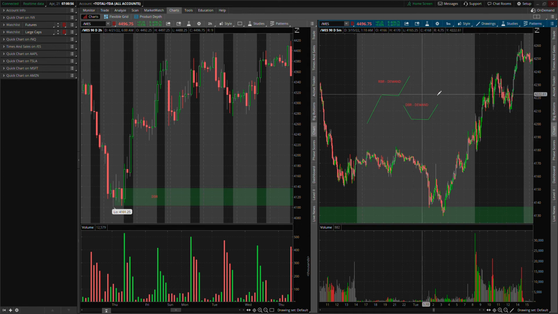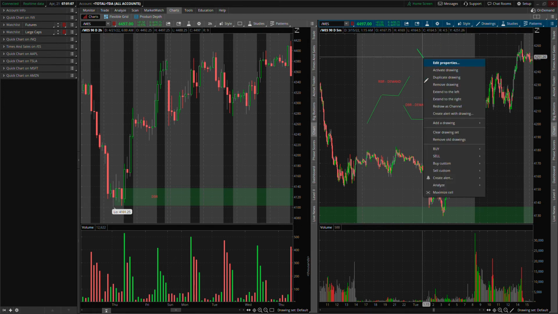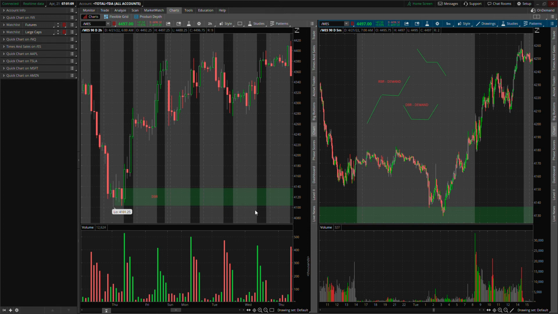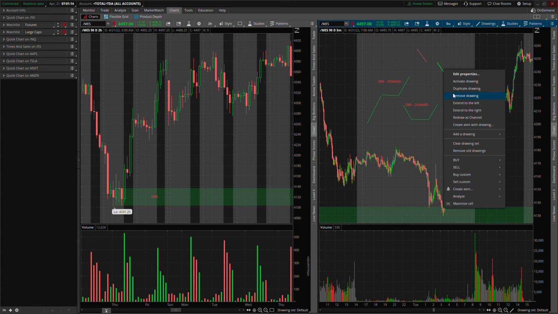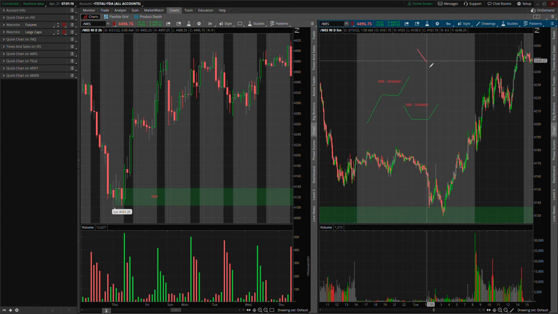Now let's go to the supply side. Anything that ends in a drop is going to be supply. You can have a drop, base, drop. I'm actually going to make these red. So drop, base, drop. The base obviously doesn't have to be perfect.